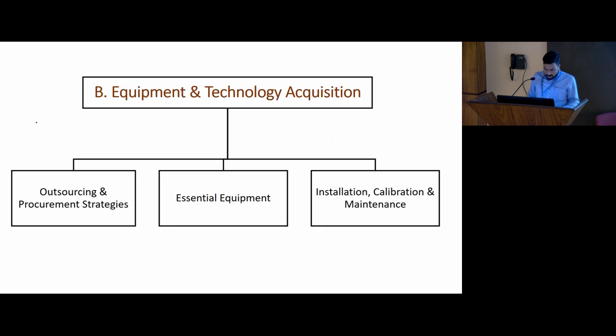Now the equipment and technology acquisitions. Acquiring the right equipment and technology for next generation sequencing is crucial in terms of development, and it directly impacts the quality, speed and reliability of the results. So we are going to see this in detail. First, the outsourcing strategy.